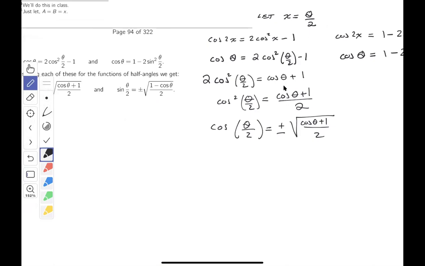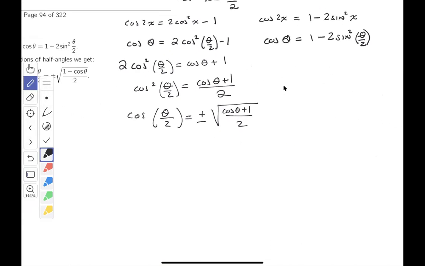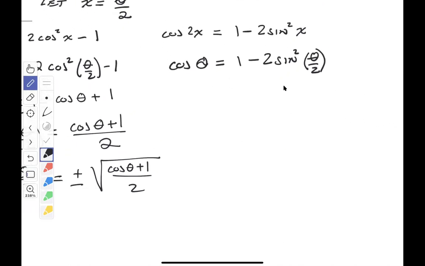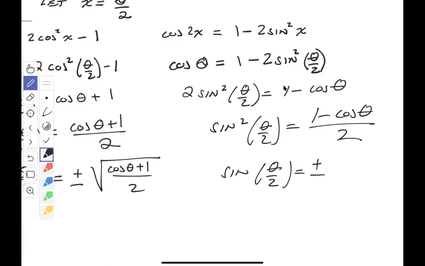All right, let me tell you where this one is. It's right over here. We just did that. Let's do the other one. And I'm going to rearrange this guy too. So it's going to be 2 sine squared theta over 2 equals 1 minus cosine of theta. I'm going to divide both sides by 2. And what do you get there? Sine theta over 2 equals plus or minus, we're using the square root rule, the square root of 1 minus cosine theta over 2.